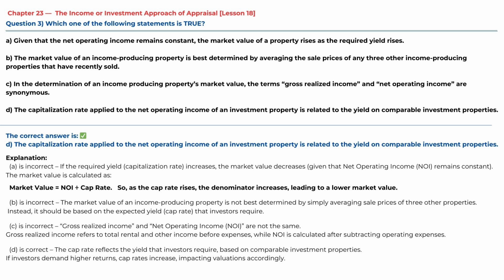The correct answer is D. The capitalization rate applied to the net operating income of an investment property is related to the yield on comparable investment properties.